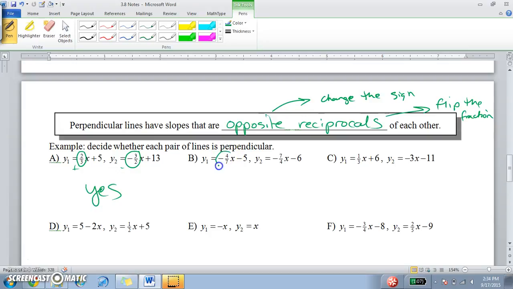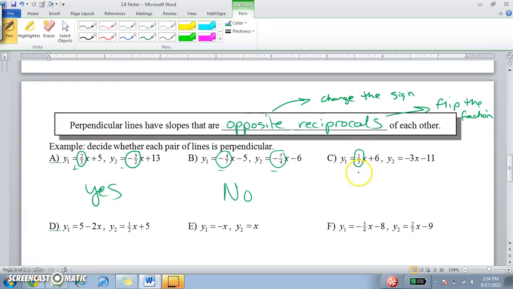The next ones, I've got negative 4 over 7 and negative 7 over 4. So even though these are reciprocals, they're both negative. So these are not perpendicular because both the slopes are negative. They have to be opposite. One has to be positive, one has to be negative.